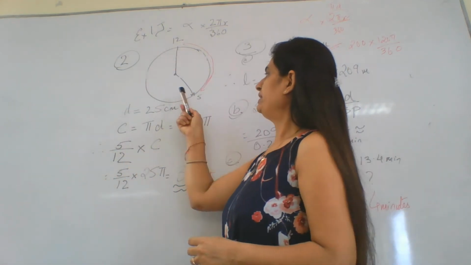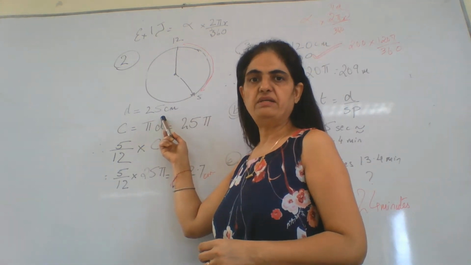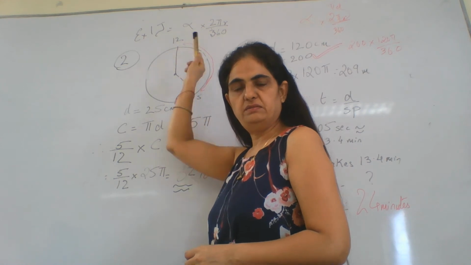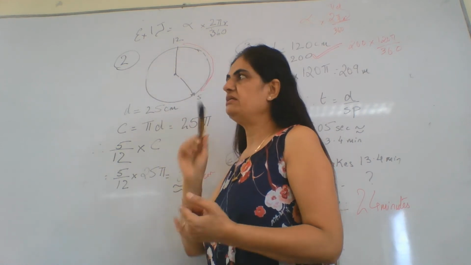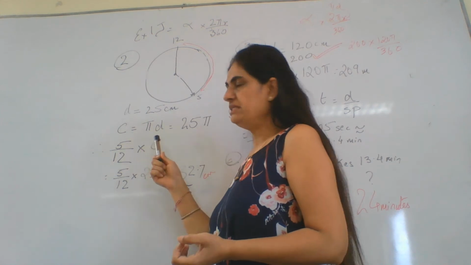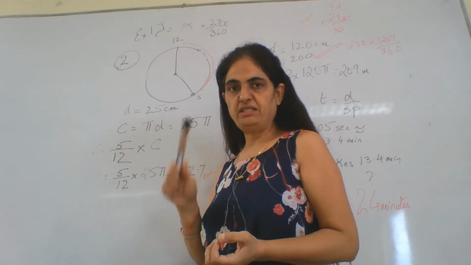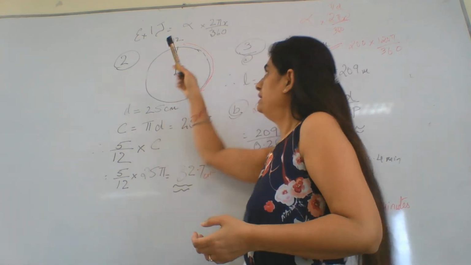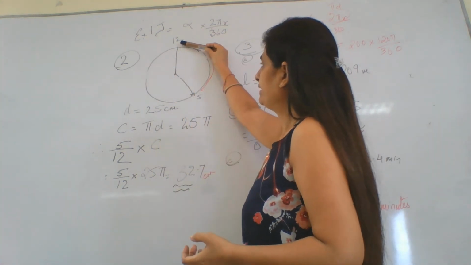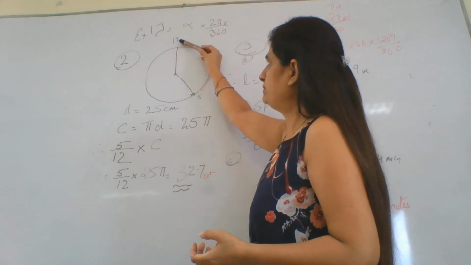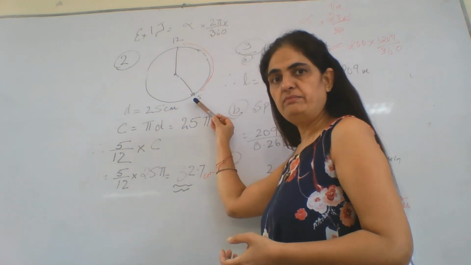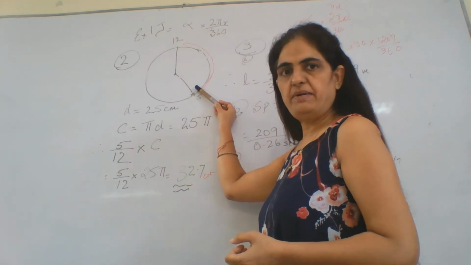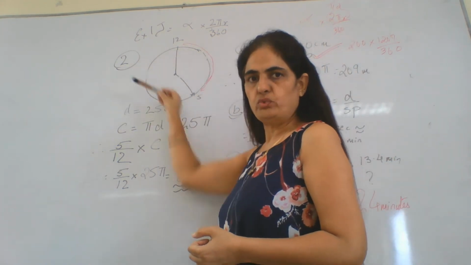Now a clock is given to me, diameter given to me is 25, but alpha, the angle, is not given to me. Okay. Instead, they give me the information that the time should be from 12 to 5. So if I see this clock, from 12 to 5 is this particular portion marked in red. So it is 5 parts out of the whole 12 parts.